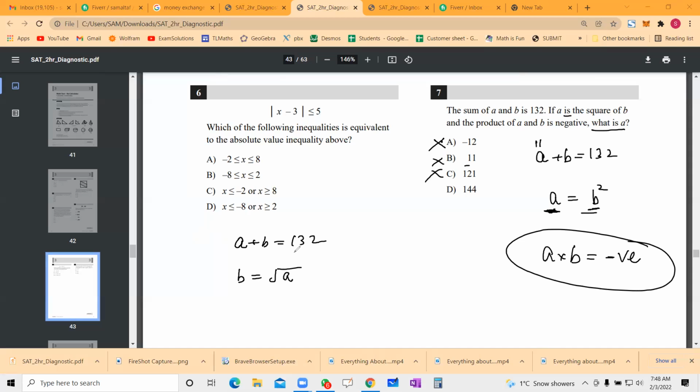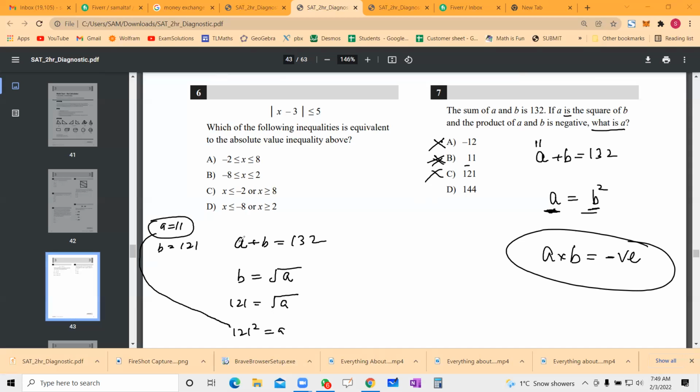So let's plug in 11. If A is equal to 11, then B will be 132 minus 11, that'll be 121. So if it is 121 here, 121 equals square root of A. When you square root it, it'll be 121 squared is A. So we're not getting A is 11 here, and A is 121 squared, so not matching. So 11 is not the answer.